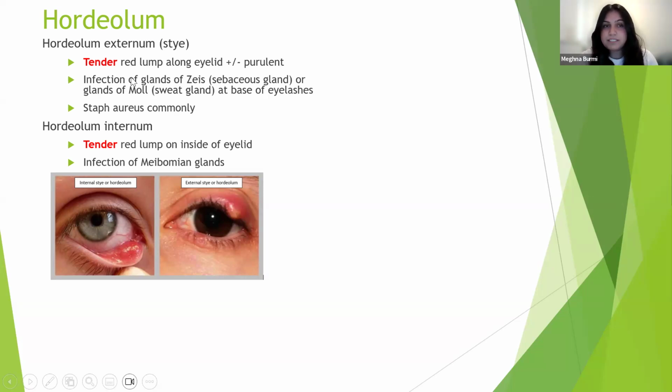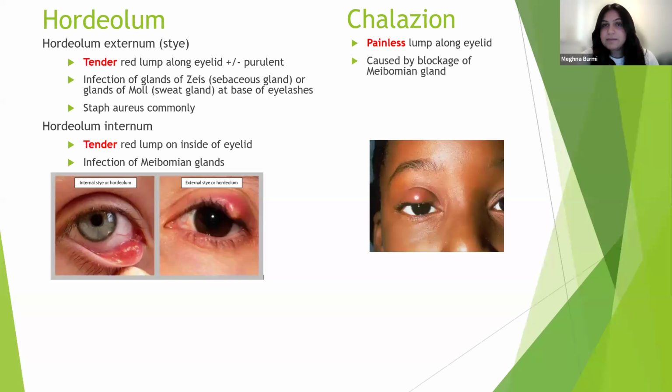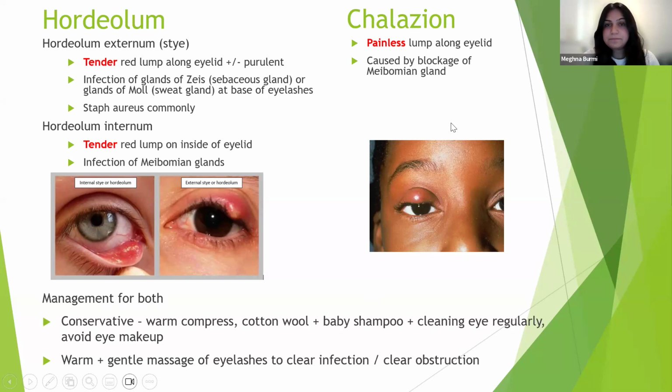External hordeolum is an infection of the glands of Zeiss or glands of Moll, doesn't really matter, but basically infection, which is why it's tender. While an internum is an infection of the meibomian gland that we talked about before. Okay, this can be compared to a chalazion, which also looks like a little lump here, but it's painless, okay? And it's caused by the blockage. So these are tender because they're infected.